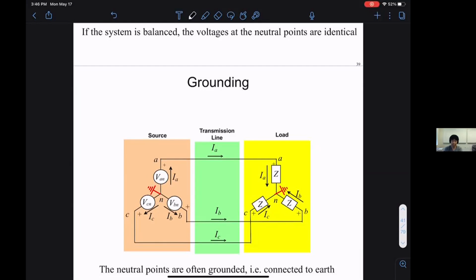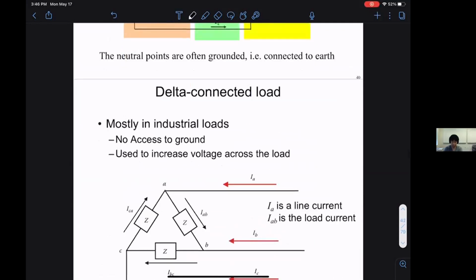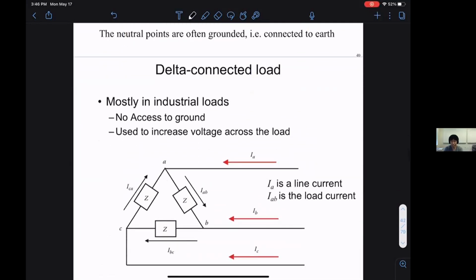So this is the Y-connected load. Another type of connection for load is the delta-connected load. A delta-connected load is exactly the same as a delta-connected generator. Again, you connect the load in a triangle. This can happen when you don't have access to ground. For some industrial applications, there's not an easy ground to talk about.